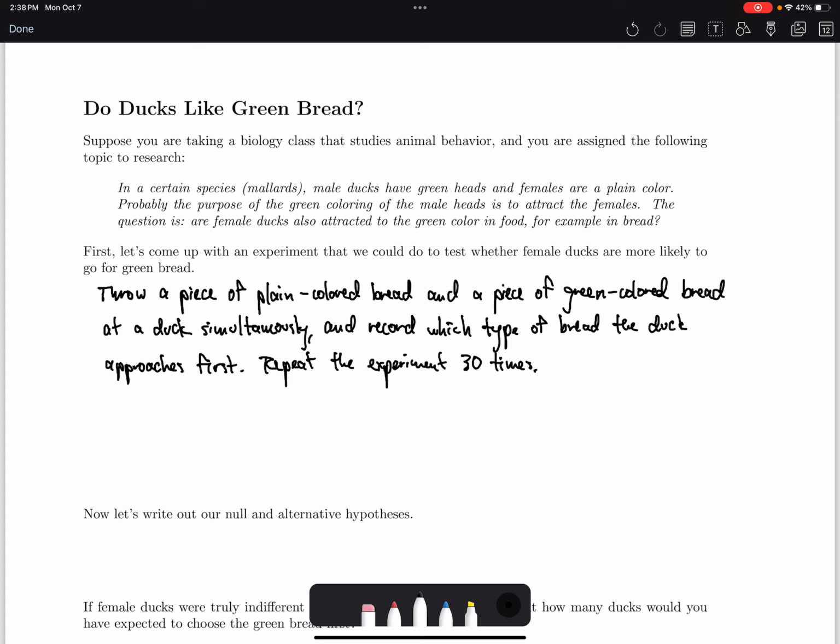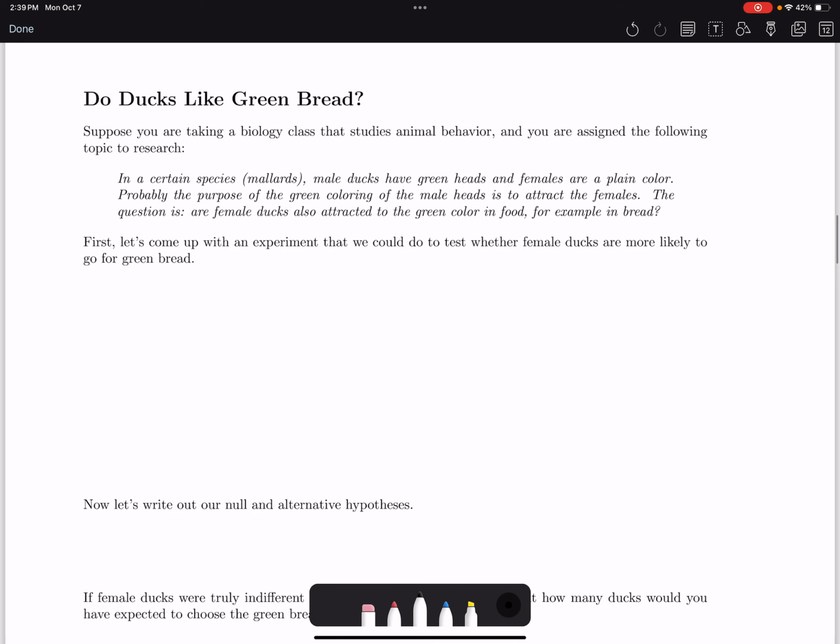So the first task here, if this were a face-to-face class, I would let the class talk to each other about what experiment you might come up with to test this. But that's what the discussion board will be about. Just so that we're all on the same page, I've written out an experiment that we could use. We might decide to throw a piece of plain colored bread and a piece of green colored bread simultaneously at a duck, and then record which type of bread the duck approaches first. And then we repeat the experiment maybe 30 times or so. That would be an experiment that we could perform and start to collect data on.